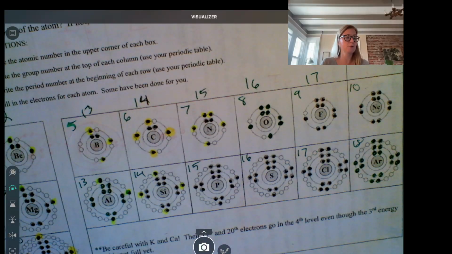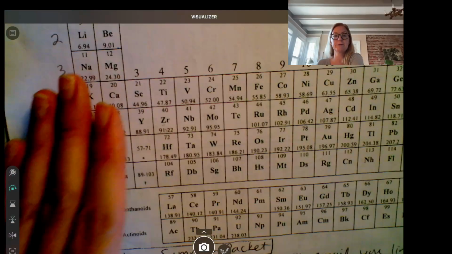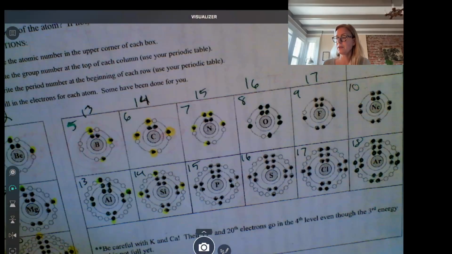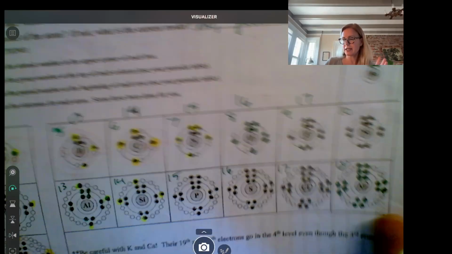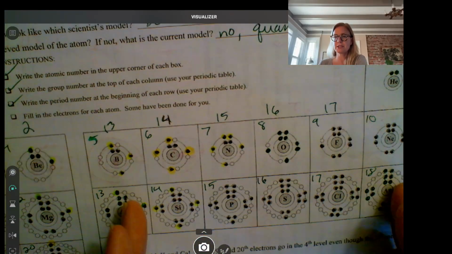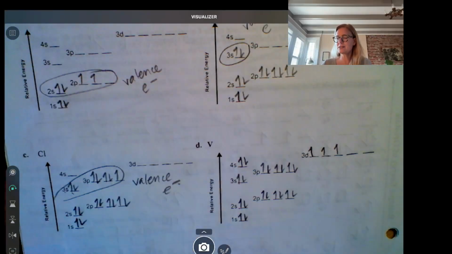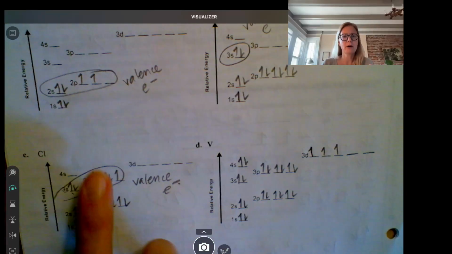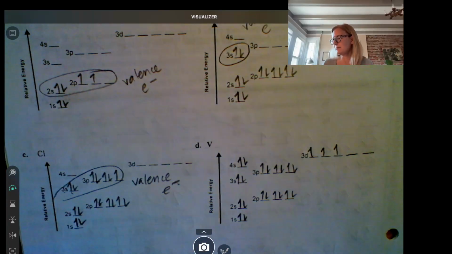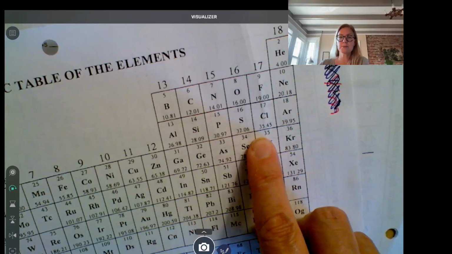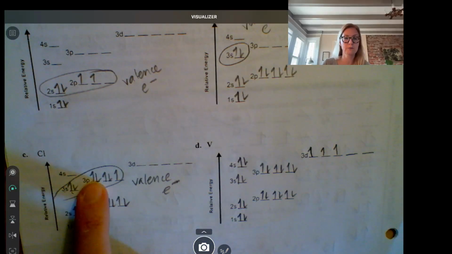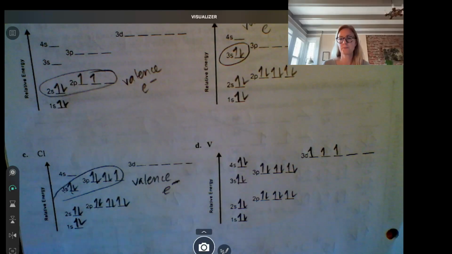And again, that pattern goes all the way down the periodic table for groups 1 and 2 and for groups 13 through 18. So you can always double check your orbital diagram, look at the valence electrons, and be sure it corresponds to the column. I know chlorine is in group 17, so it's going to have 7 valence electrons. And look right here: 2, 4, 6, 7.